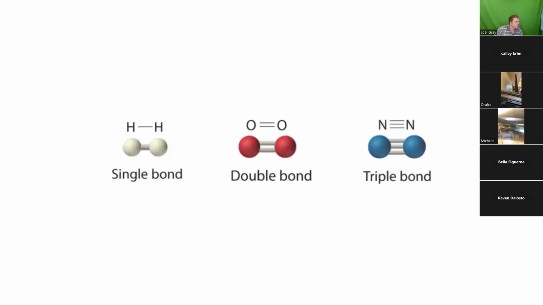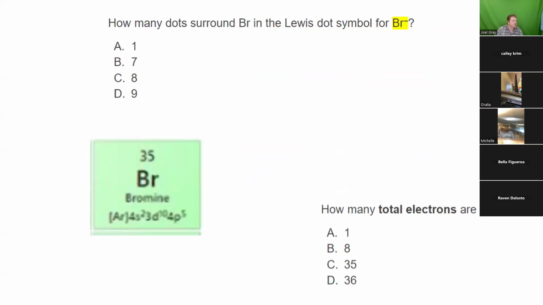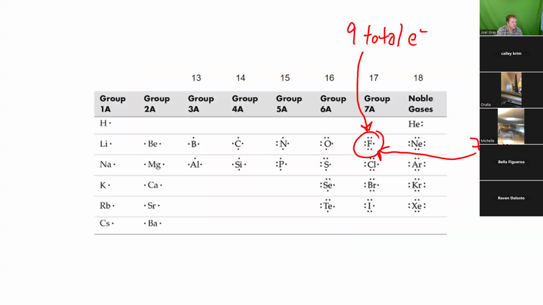right here, for example. This was a question that we had as a Zoom poll. How many dots surround Br and the Lewis dot symbol for Br minus? Okay, so I'm going to jump back to that. Now, that question was about Br minus. That question was not about Br. It was about Br minus.